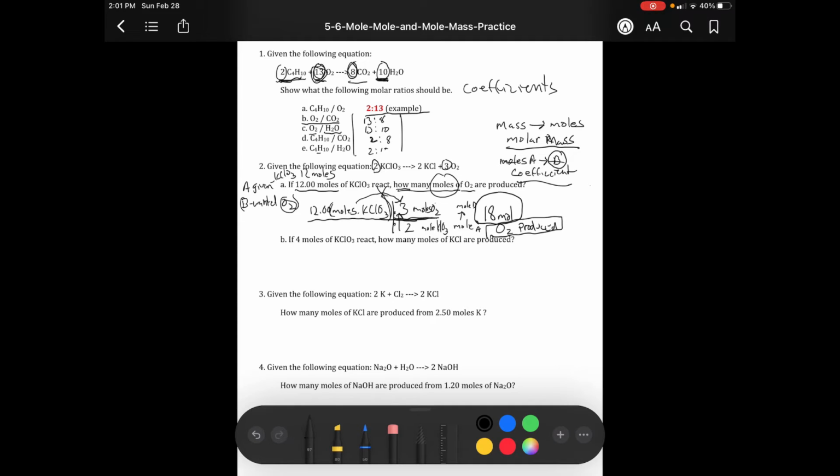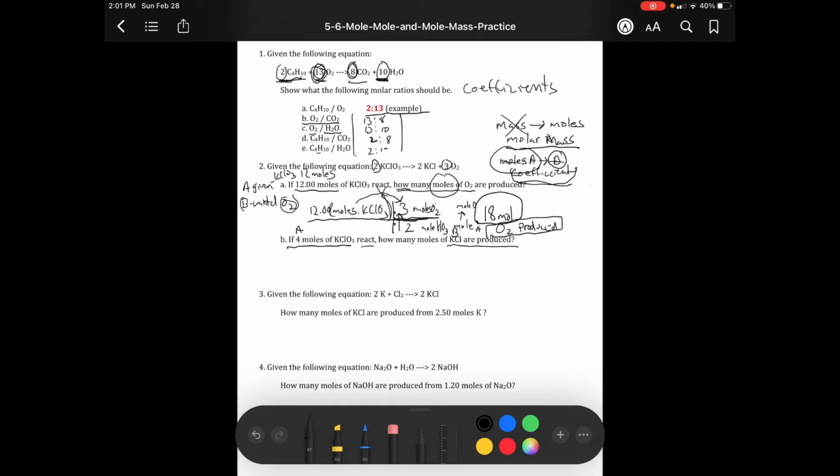Now, let me do another one. If 4 moles, here we go, 4 moles, there's going to be our given right off the bat. I don't even have to think about it. If 4 moles react, how many moles of KCl are produced? So now we have our substance A, and then we have our substance B, and we're going to follow the same process. We've already got moles, so we're going to go moles A to moles B, and we're going to use our coefficient. We don't have to worry about mass.